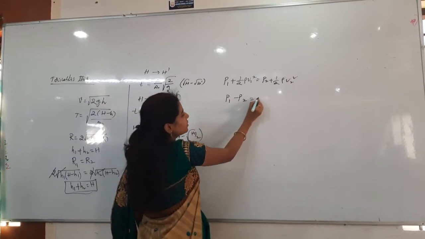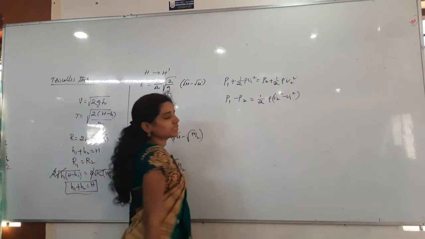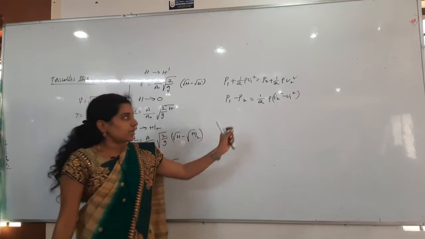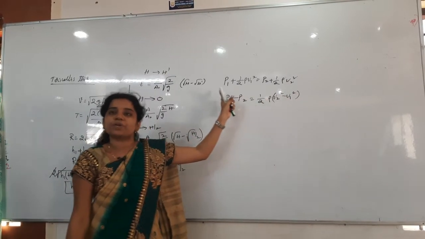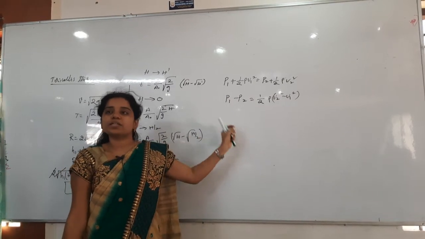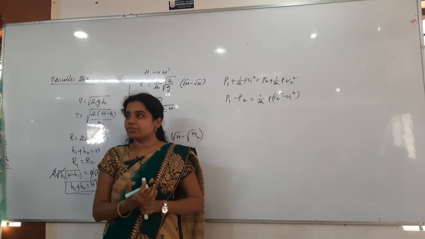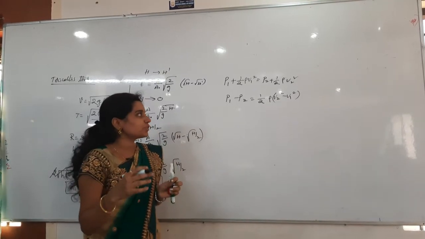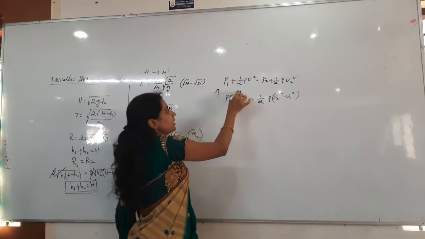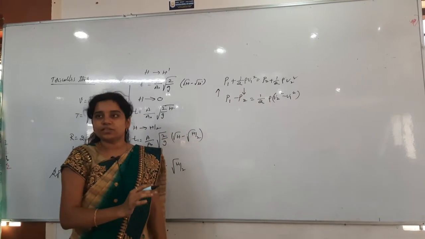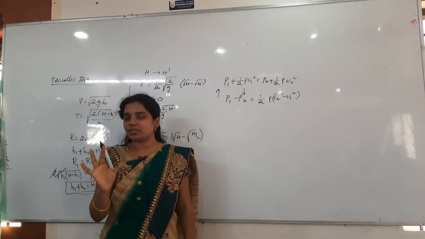P1 minus P2 is equal to half rho into V2 square minus V1 square. So here the difference of the kinetic energies will create the pressure difference. Due to that pressure difference, what happens? Force will be applied, thrust will be applied on the body. Most of the people have doubt about how the pressure will increase and how the velocity will decrease. That is first of all just to compensate the equation, I said that logic.